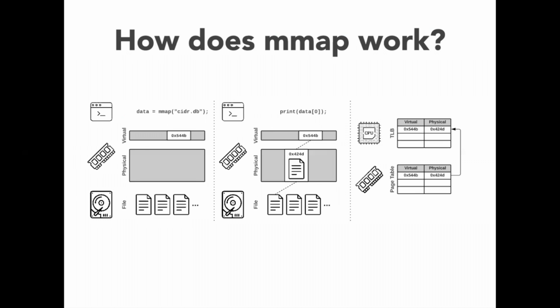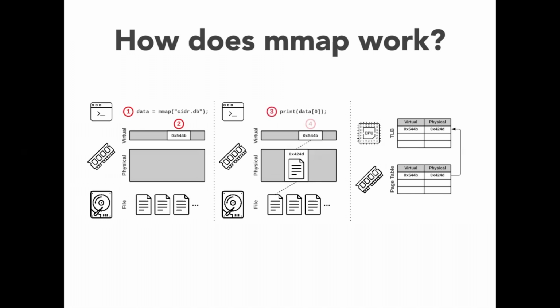Now, how exactly does MMAP work? Suppose you have a program, such as your DBMS, that wants to access a file on disk. All you need to do is pass MMAP the file name, here it's called cider.db, and you'll get back a pointer to the memory mapped file contents. Behind the scenes, the OS will reserve part of the program's virtual address space, but it won't actually start loading file pages into memory until the program needs them. For example, when printing out the value stored at offset zero.